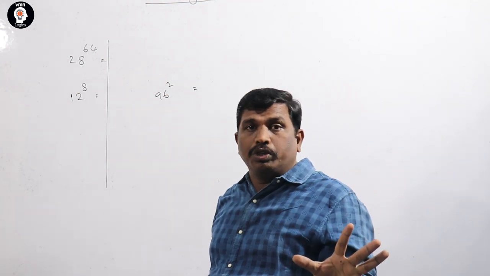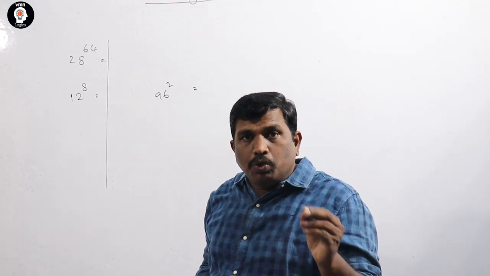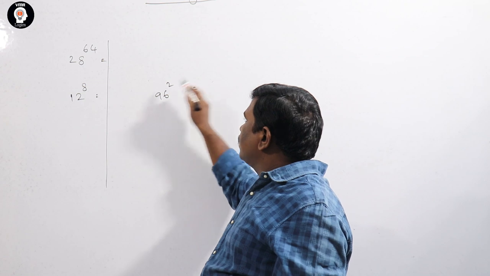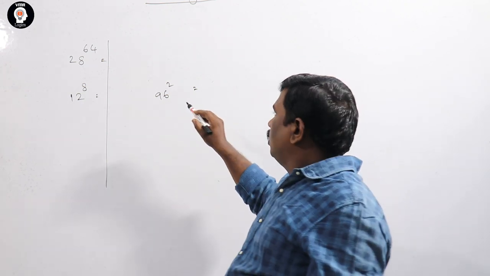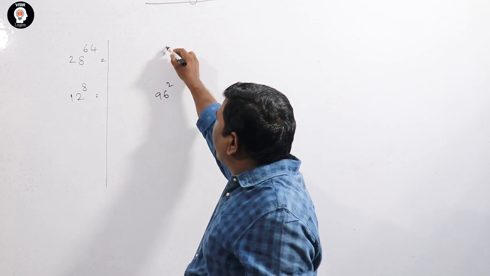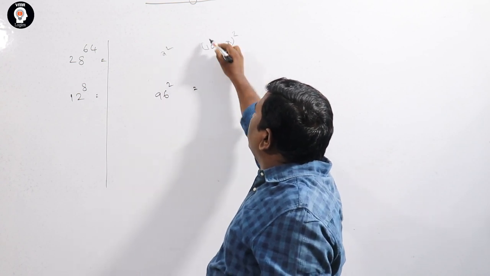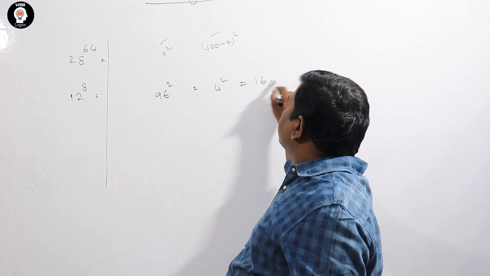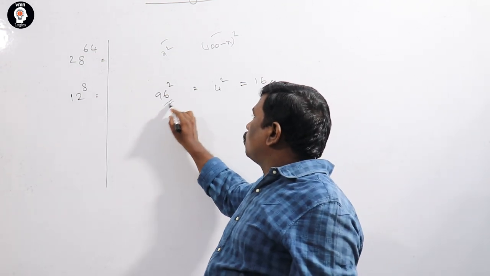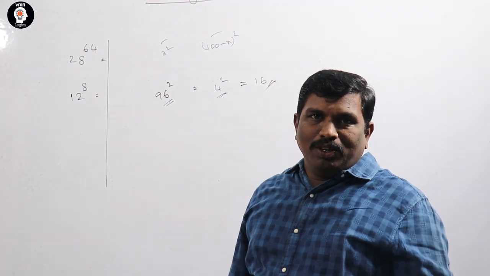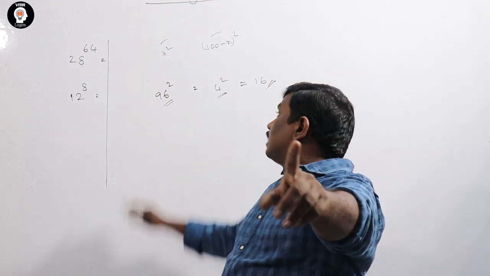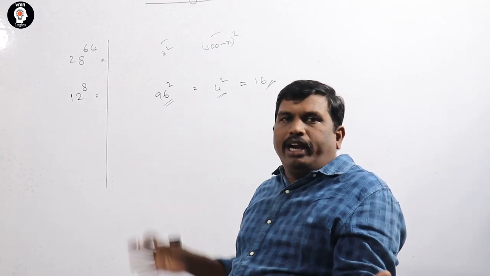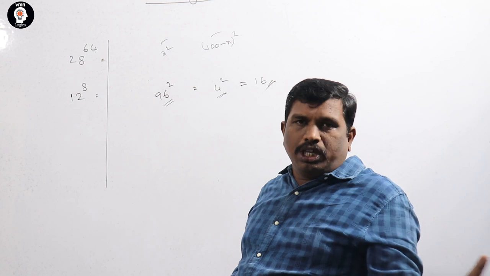I don't want the complete answer, my dear students. Just the last two digits are required. So in 96 square, the last two digits are the same as 100 minus x, this is x square. And I hope you know, in 100 minus x whole square, among these two the last two digits are the same. So I am writing this as 100 minus 96, 4 square. 4 square is nothing but 16. In this, the last two digits are the same. When I ask for the last two digits of 96 square, you say, just a moment sir, I'll apply the A plus B whole square formula, I'll find out the square. Not required, all those things.